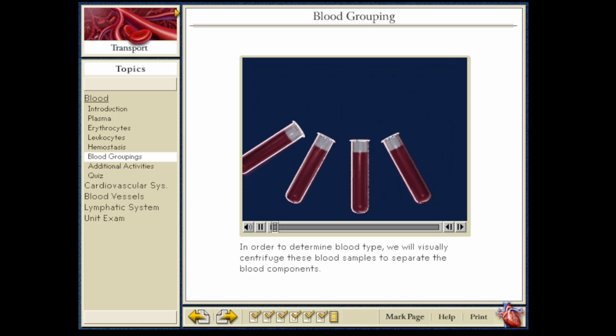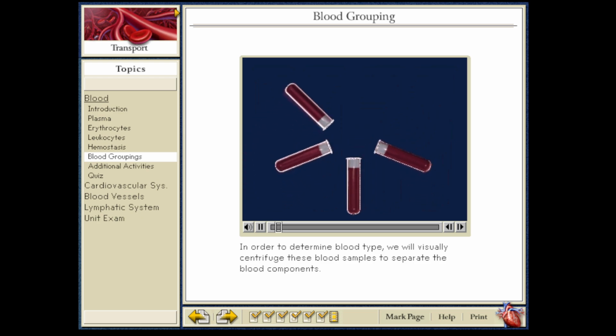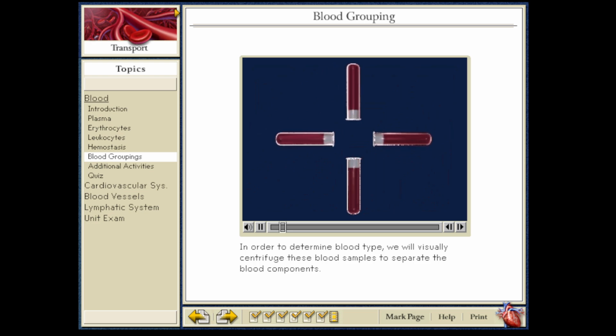In order to determine blood type, we will visually centrifuge these blood samples to separate the blood components.